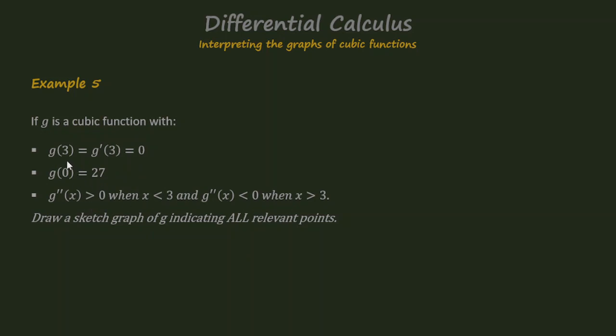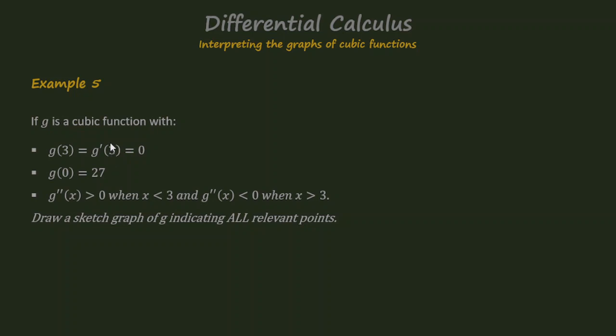The first statement says g of 3 equals g prime of 3 equals 0. Now, when x is 3, g is 0. This tells me that at x equals 3, I have an x-intercept. My x-intercept point is 3 and 0. So when x is 3, y is 0. And this part of the first statement says g prime at 3 is 0.